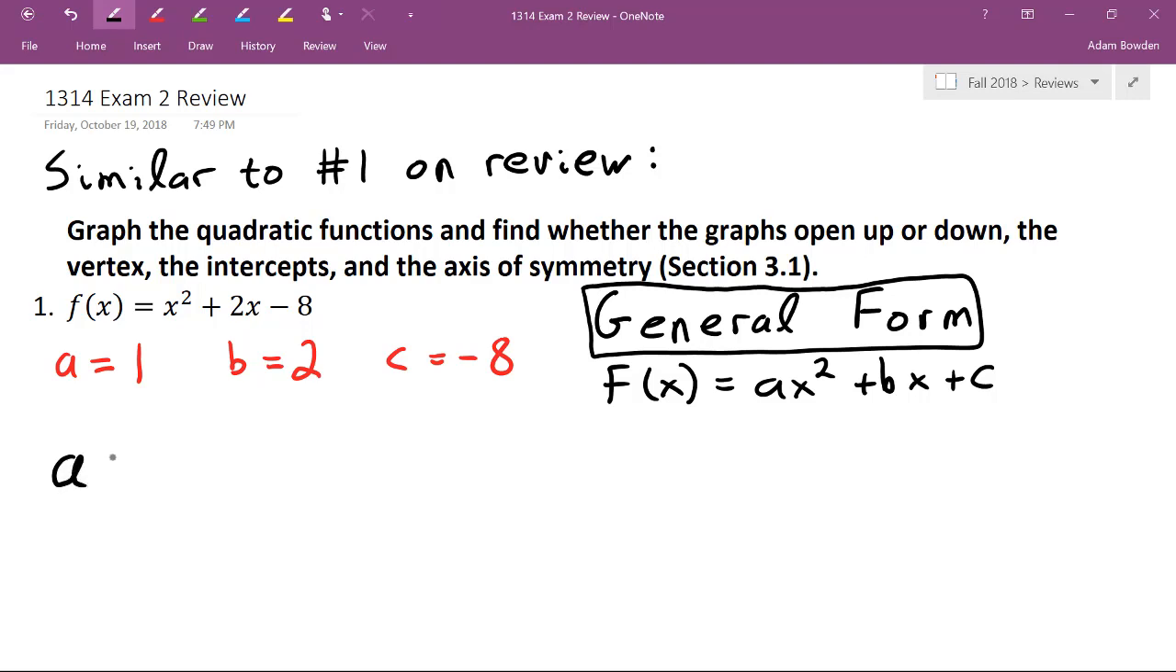The first thing we're going to do is determine if it opens up or down. That is found by looking at the number for a. A is 1, that's a positive number, and so that tells us that it's going to open up when we draw the parabola.